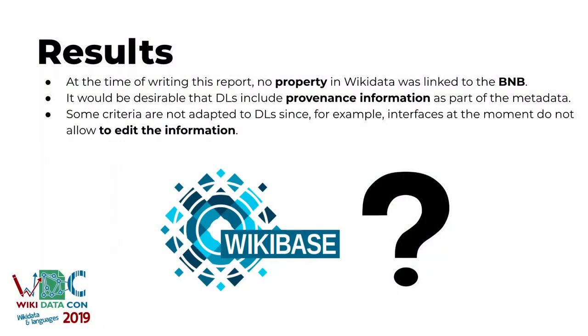About the results, at the moment of doing this study, not the slides, there was no property for the British National Bibliography. They don't provide provenance information, which could be useful for metadata enrichment. And they don't allow editing the information. So we've been talking about Wikibase the whole weekend, and maybe we should try to adopt Wikibase as an interface.